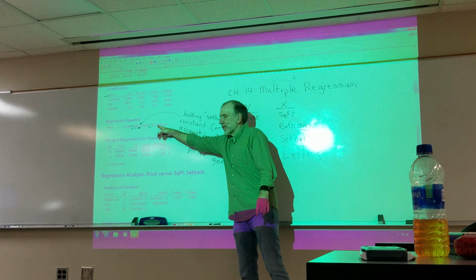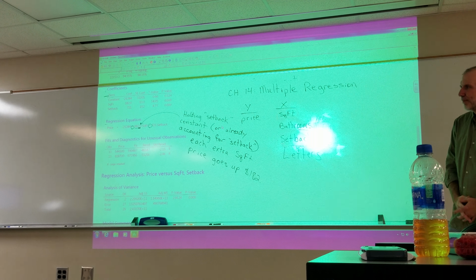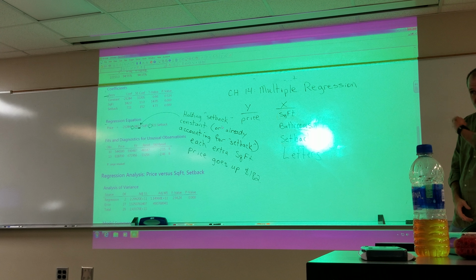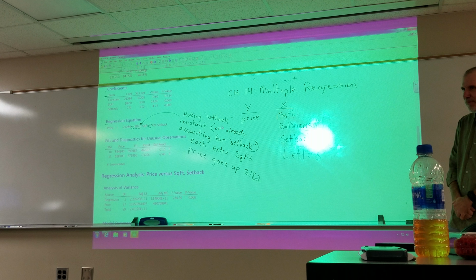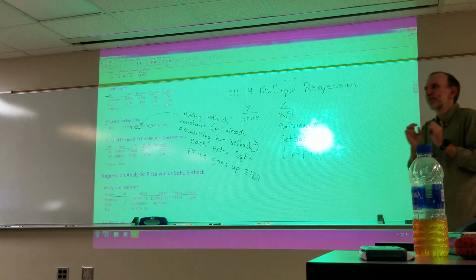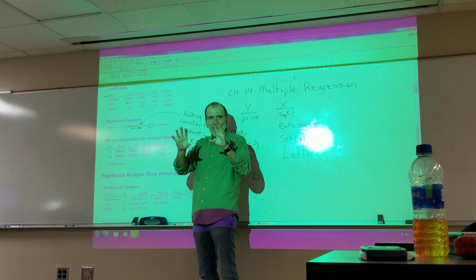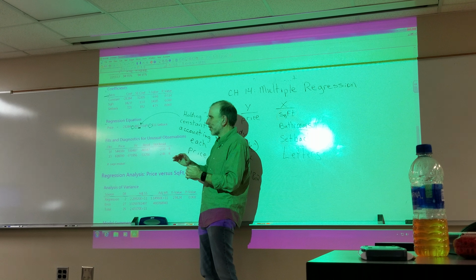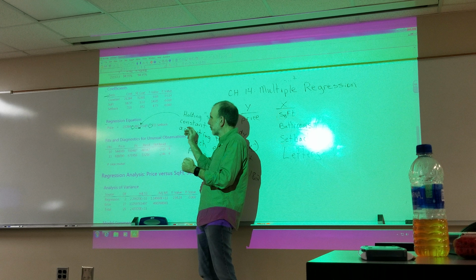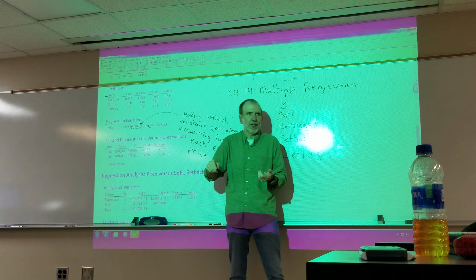So, how would I interpret the 721 on setback then? Holding square footage constant, for every foot of setback, there's an extra $721. Exactly. You still do it the same. You just have to put that little disclaimer in there: I'm already accounting for the size of the houses. So two houses that have the same size, if one of them is 1 foot further off the road, it's going to cost $721 more. That's what that coefficient is telling me.